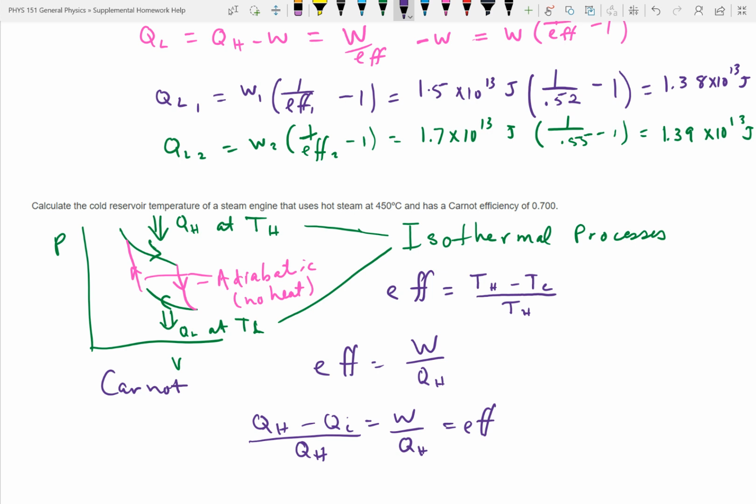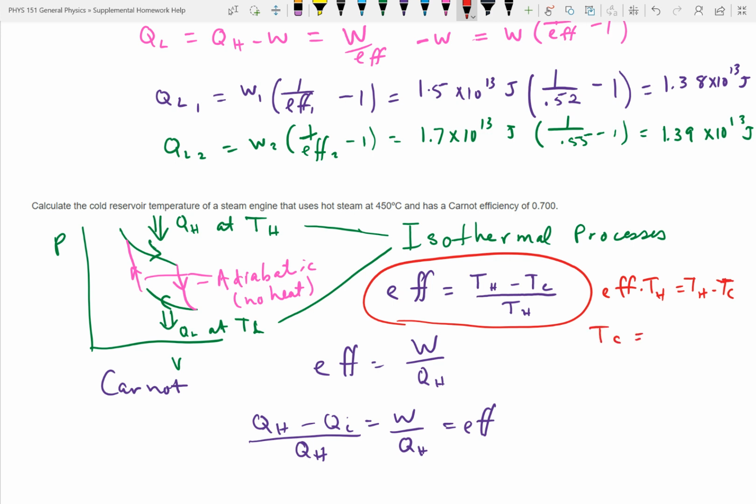So we're looking for TC. How do I solve this for TC? Multiply by TH and divide by TH. But that doesn't make it. Oh no, multiply by TH and subtract TH. So TC is equal to TH minus efficiency times TH, which is equal to TH times 1 minus efficiency.